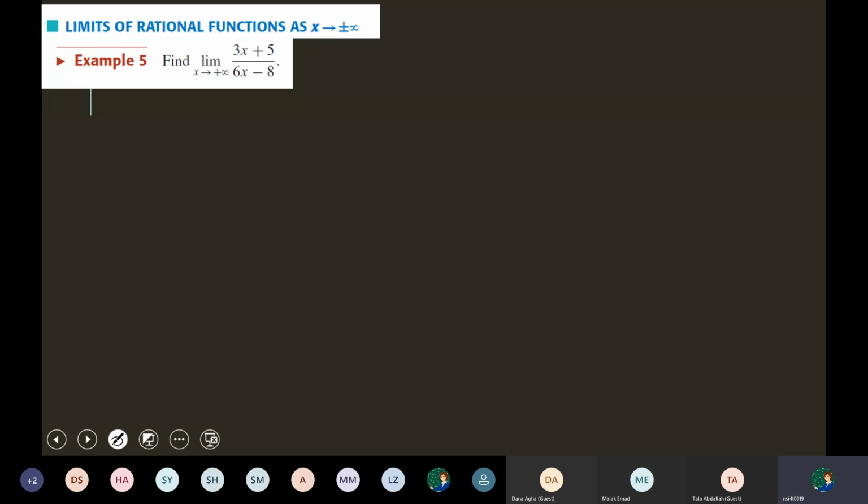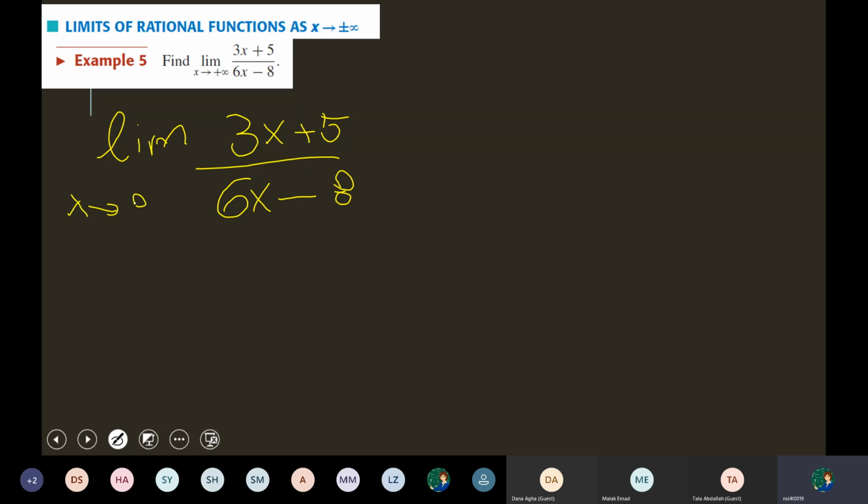Now, limits of rational functions, before radical. We are talking now about rational functions. If I want you to find the limit of 3x plus 5 over 6x minus 8 when x approaches infinity, what is the highest power here? The highest power is x.